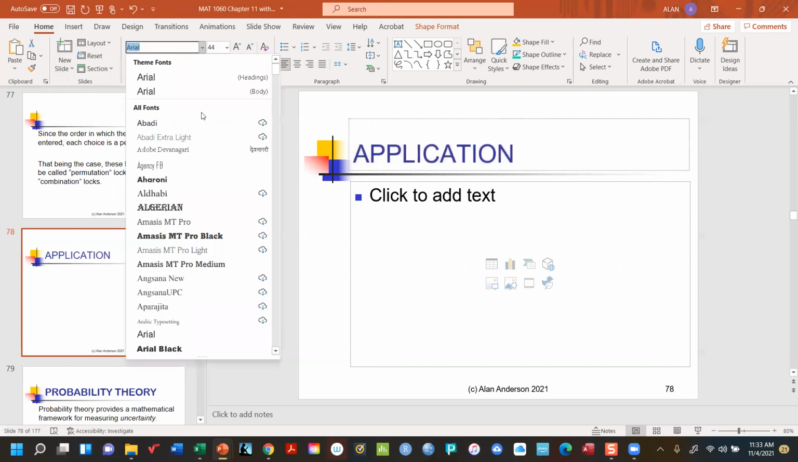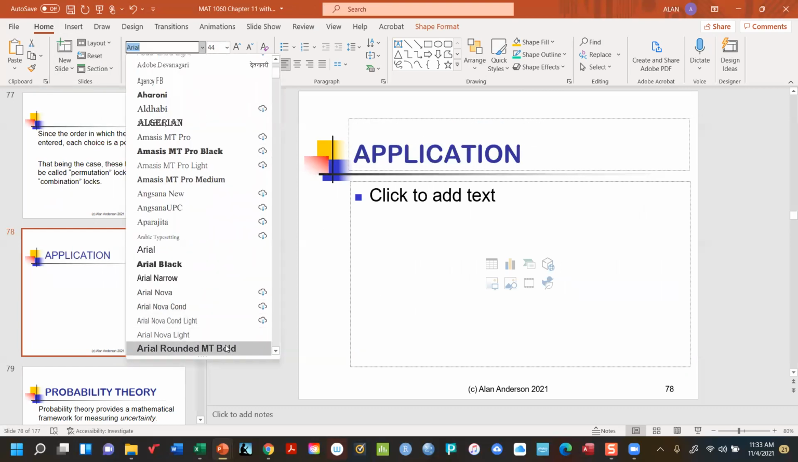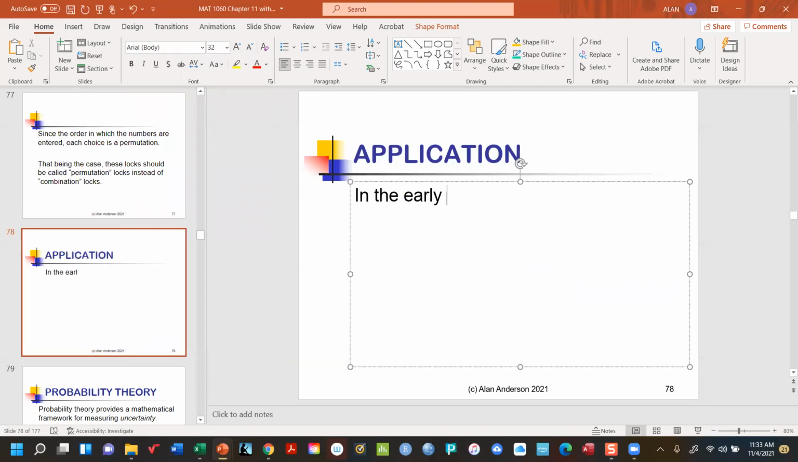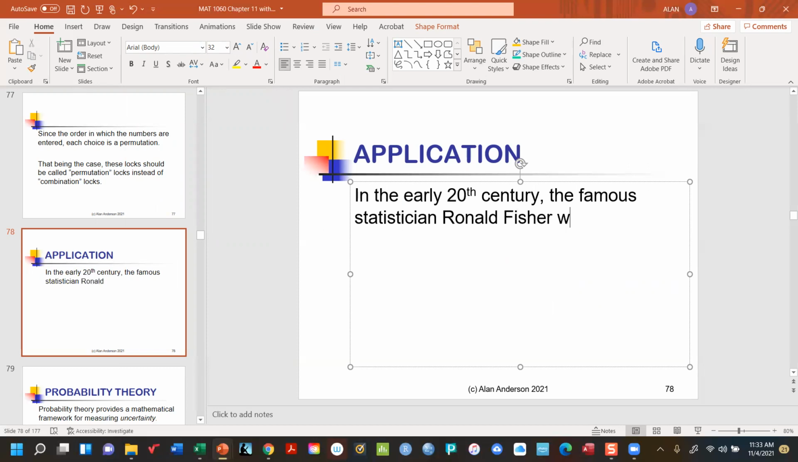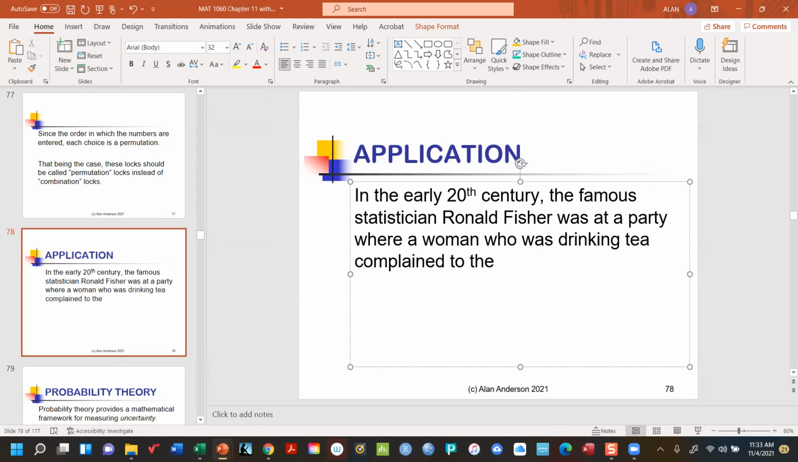Now, in the early 20th century, the famous statistician, Ronald Fisher, was at a party where a woman who was drinking tea complained to the waiter, because they're at a party and the drinks are being brought to them at the table, that, I forgot which one it is, but the tea was not poured correctly.